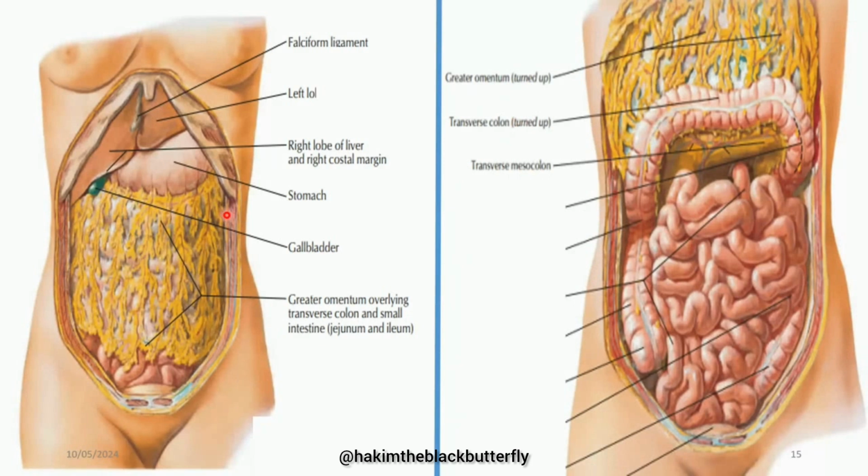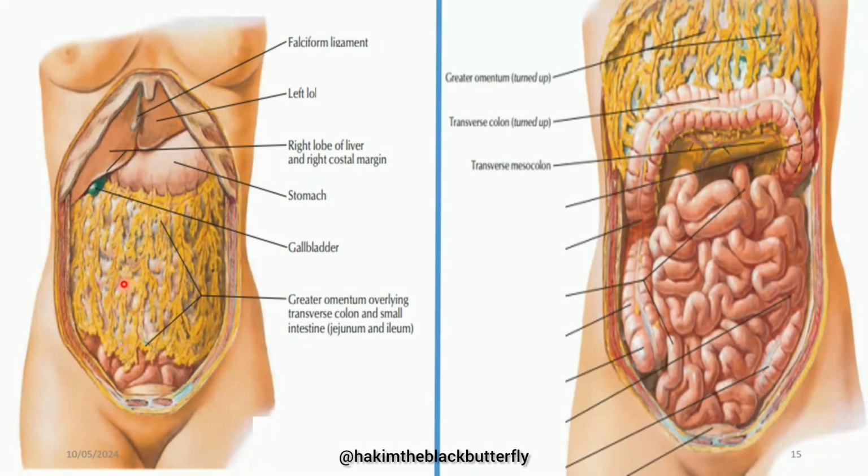The greater omentum is a peritoneal fold that largely contains adipose tissue. It's going to be like an apron connected to the greater curvature of the stomach downwards, as you can see. It's attached to the greater curvature of the stomach, and it extends downwards to cover the coils of the intestines.